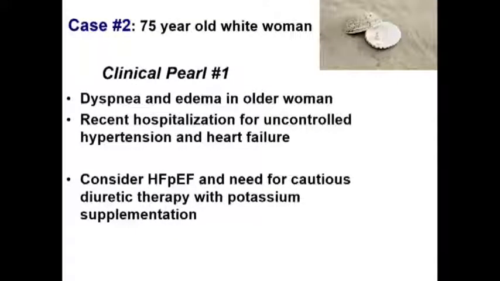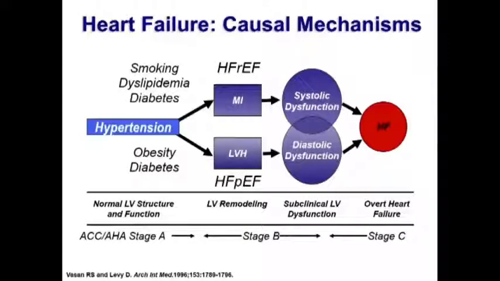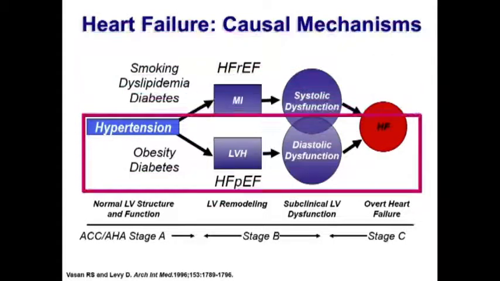She has dyspnea and edema in an older woman. She has a history of hypertension. So we're going to consider heart failure with preserved EF, EF 70%, and the need for cautious diuretic therapy and potassium supplementation. So here, as opposed to the HFrEF, our patient has concentric LVH, long-standing hypertension.